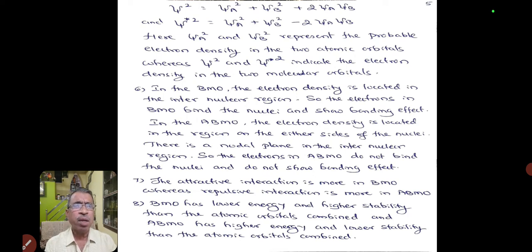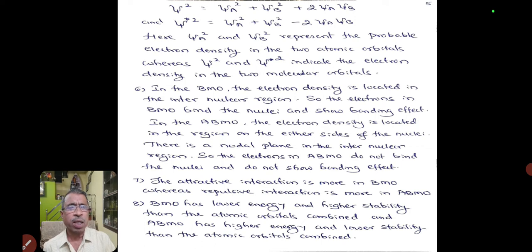In the anti-bonding molecular orbital, the electron density is located in the region on either side of the nuclei. There is a nodal plane in the internuclear region. So, the electrons in anti-bonding molecular orbital do not bind the nuclei and do not show bonding effect. The attractive interaction is more in bonding molecular orbital, whereas repulsive interaction is more in anti-bonding molecular orbital.